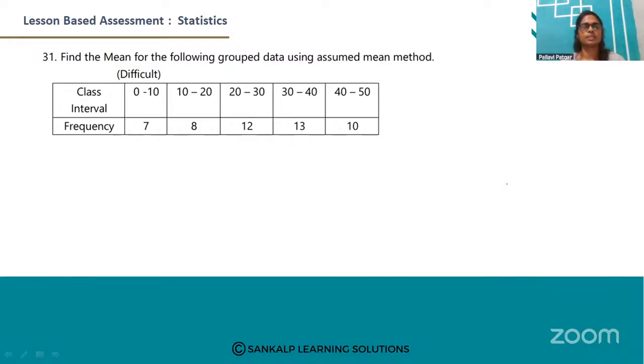Look at the question number 31. Find the mean for the following grouped data using assumed mean method.